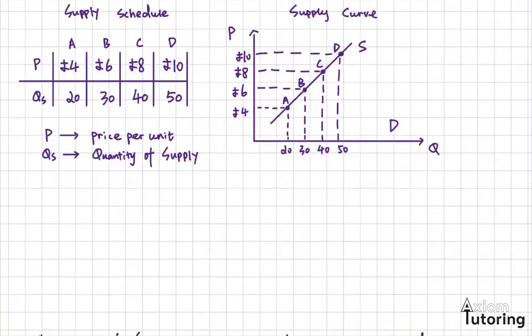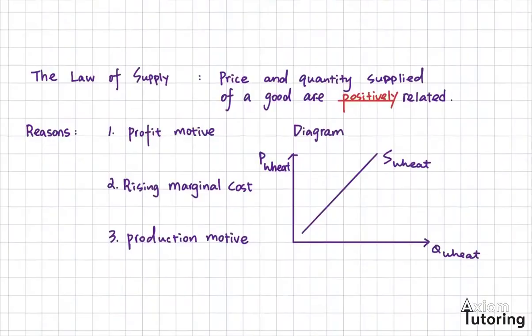Now, let's move on to the law of supply, which states that the price and quantity supplied of a good are positively related. When price rises, so does quantity of supply, and vice versa. There is a positive relationship between the two variables. So why does this happen?